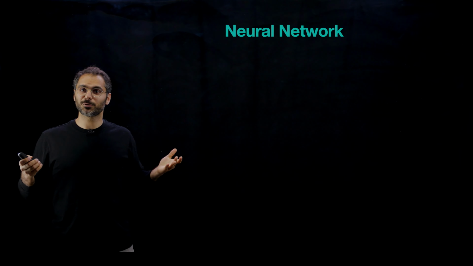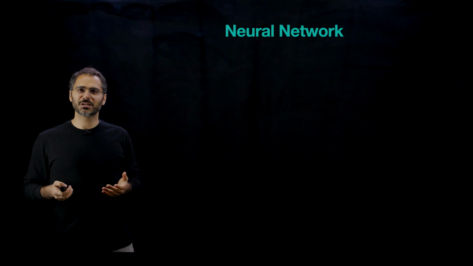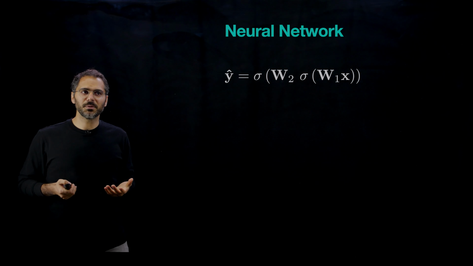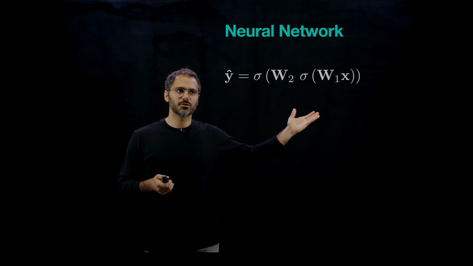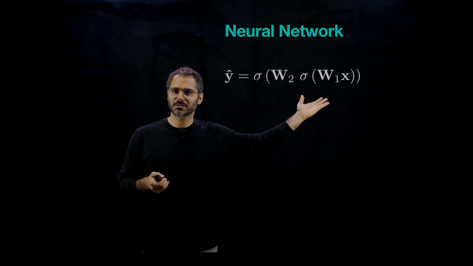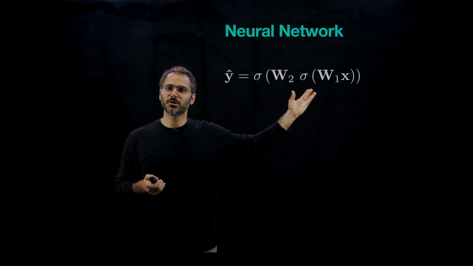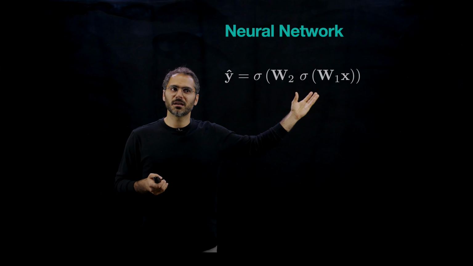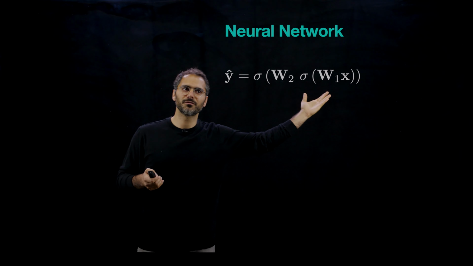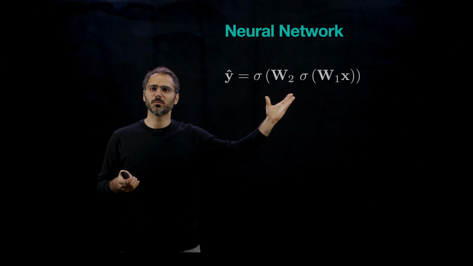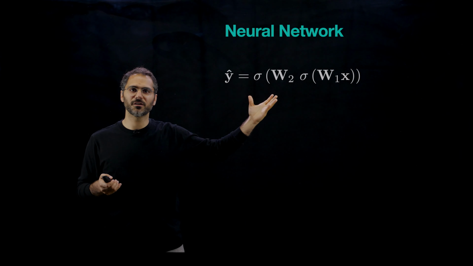So what is a neural network? Now we're ready to understand what a neural network is. It's simply a concatenation of nonlinear predictors. Here we took Wx and applied a nonlinear function sigma to it. Now we take this output and apply a linear transform to it, again, another W. So the first one would be W1, the second one would be W2, and we apply another nonlinear function to it.